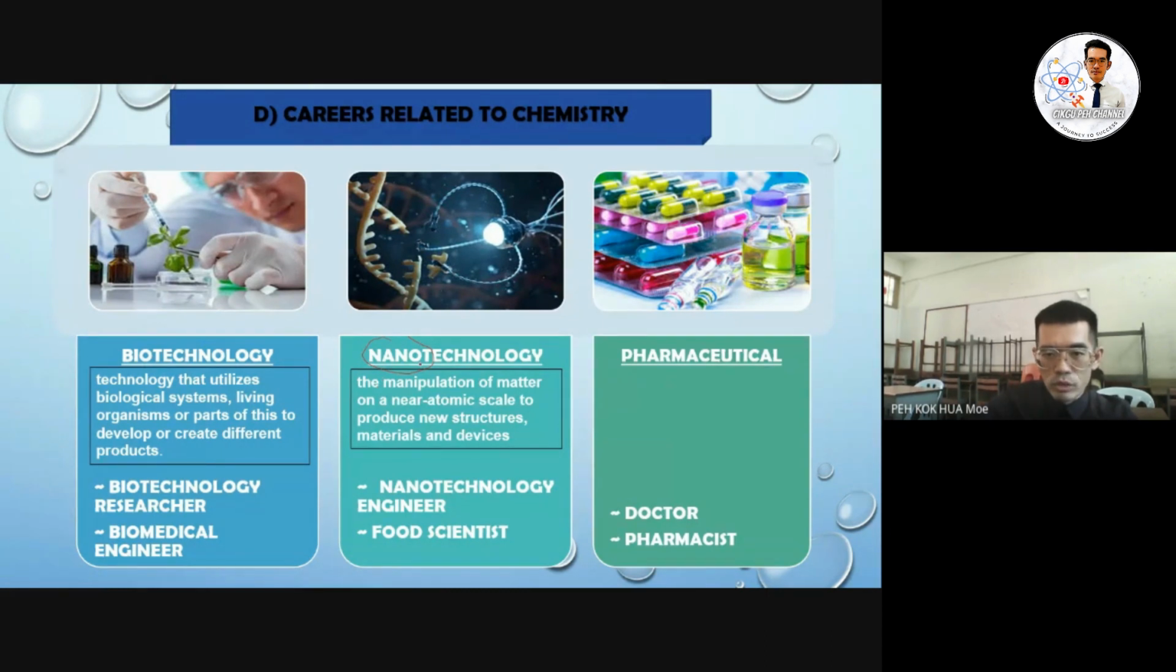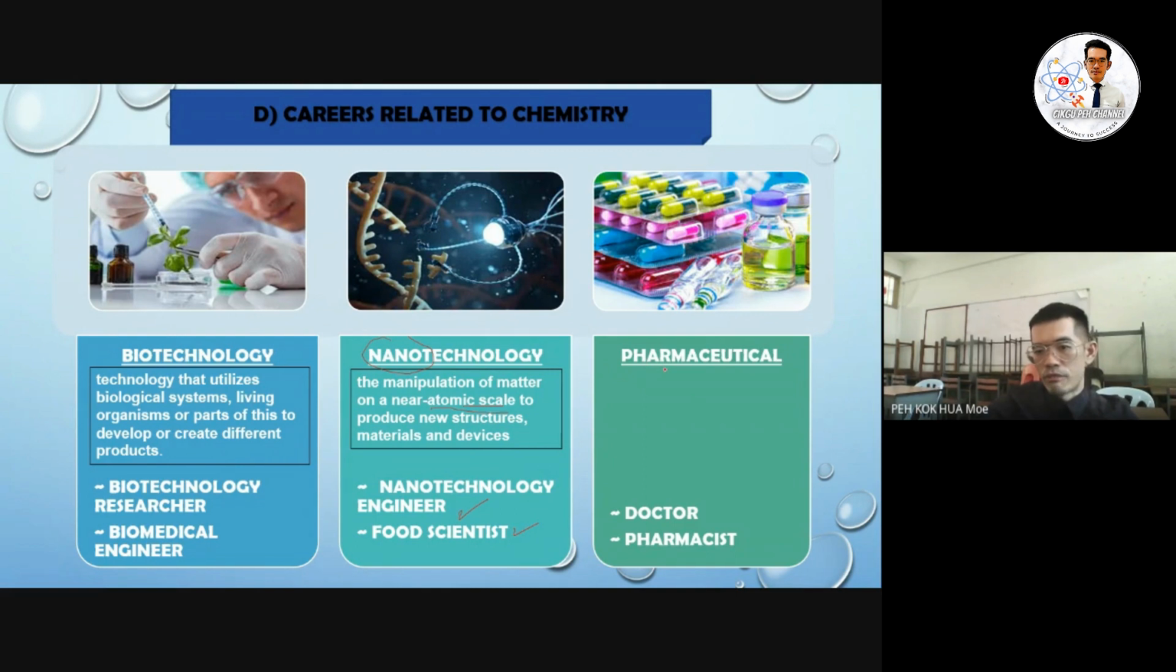Informally, the definition of nanotechnology is the manipulation of matter on a near-atomic scale. That means very small particles, used to produce new structures, materials, and devices. So this is the career related to it, which I already mentioned just now.